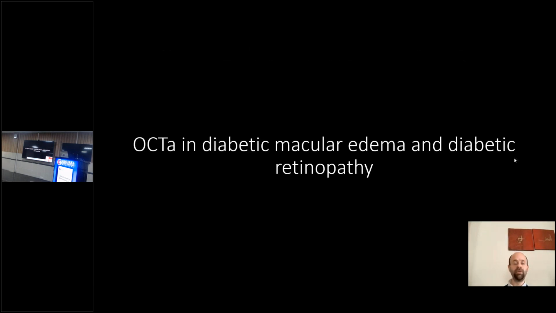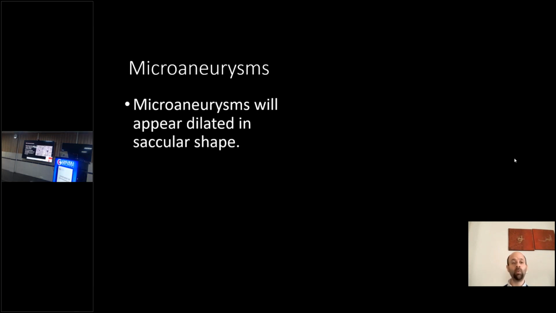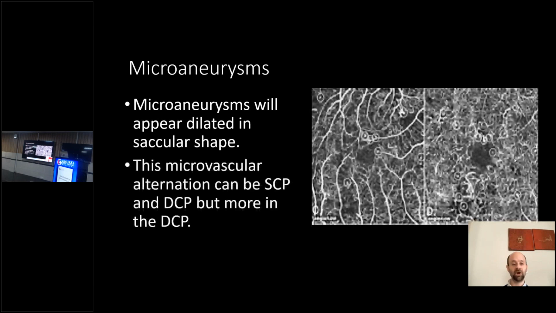Now we're going to shift to the OCT angiography for diabetic macular edema and diabetic retinopathy. The microaneurysms usually do not show any leakage on the OCT angiography, because in contrast to fundus fluorescein angiography, which studies the dynamic flow of the blood, the OCT angiography studies the contrast motion of the erythrocytes. Hence, microaneurysms will appear dilated in saccular shape, and microvascular alteration can be depicted in both superficial and deep capillary plexus, and we can depict more in the deep capillary plexus, where the OCT angiography gives us the ability to study the structural vascular changes. In contrast, the fundus fluorescein angiography only studies the superficial capillary plexus.